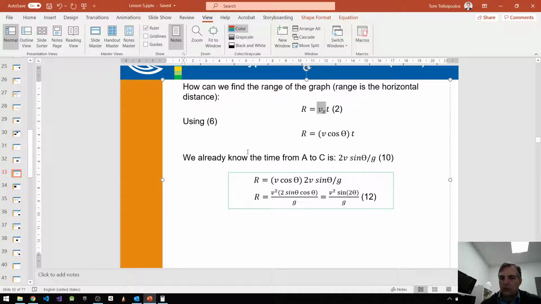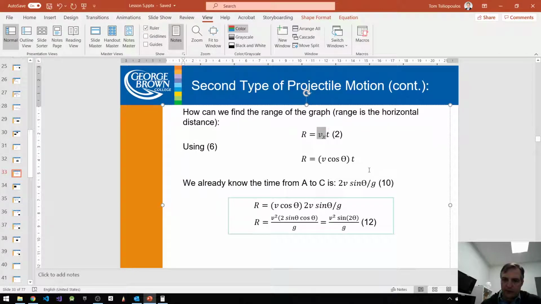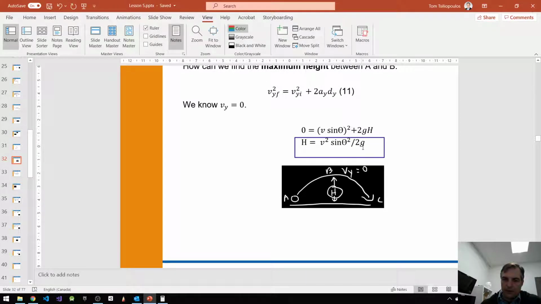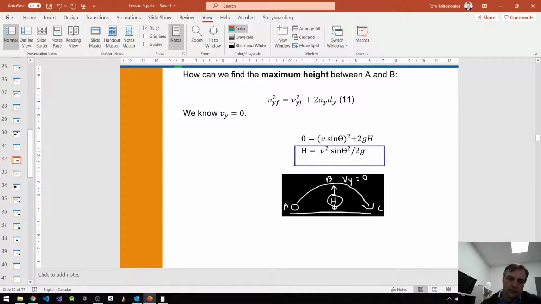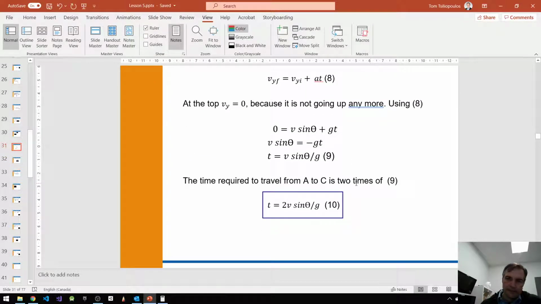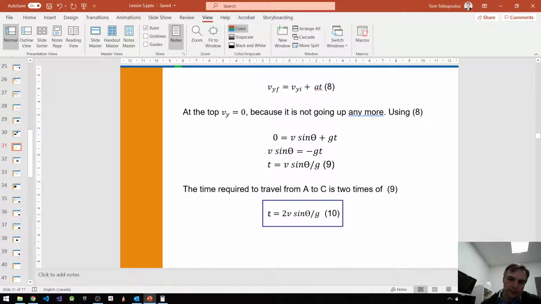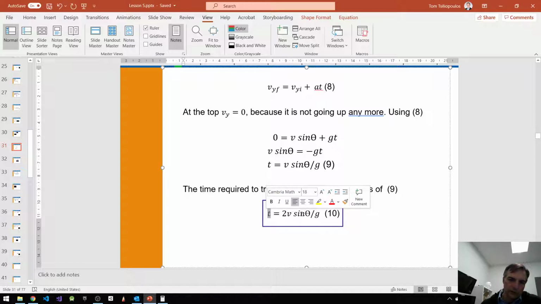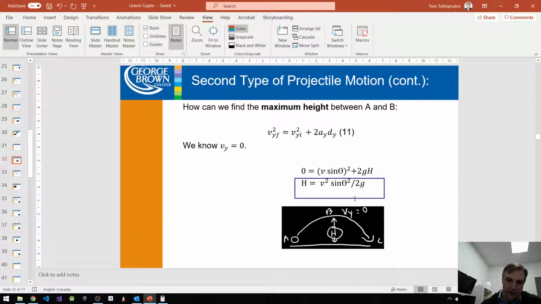We already know that range is this. If we know this, and we know that from A to C it's 2v sine theta over g, and we know this because going back up to this, 2v sine theta over g, that's time. You know that this is true. Time is equal to 2v sine theta over g. That's equation number 10. That's why it's brought back in.